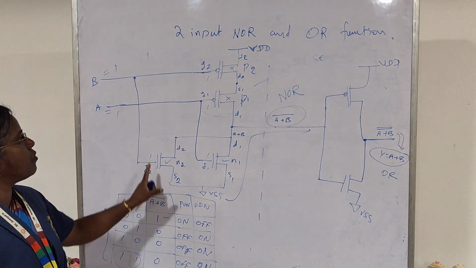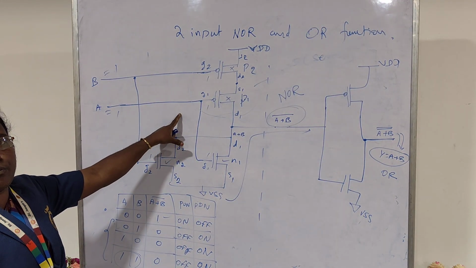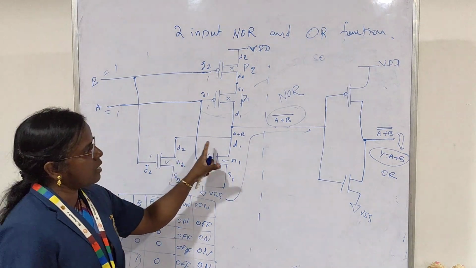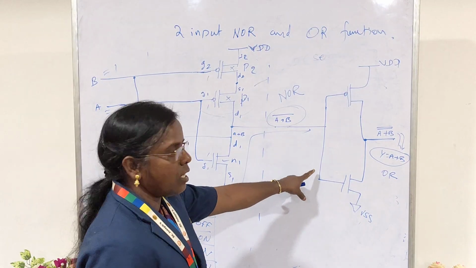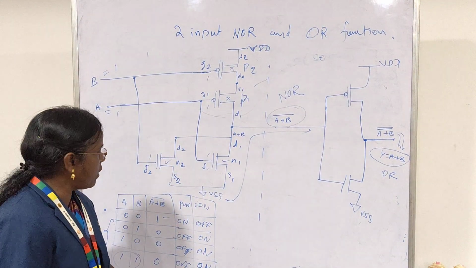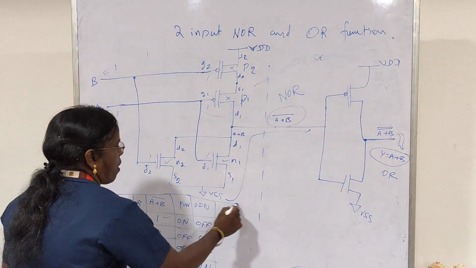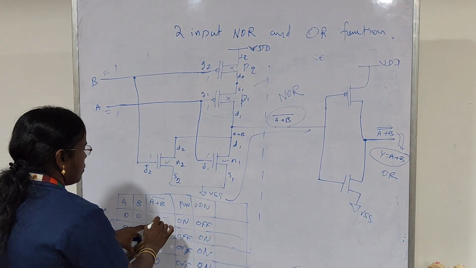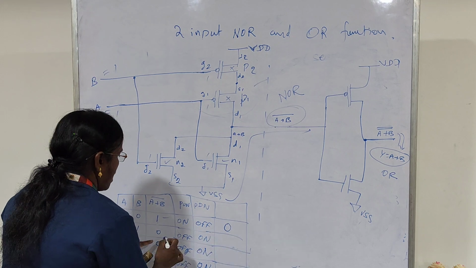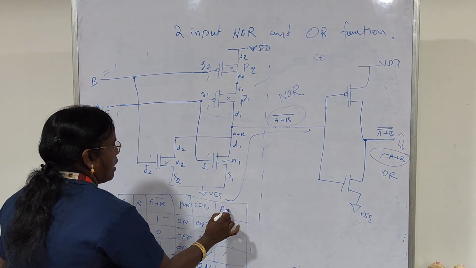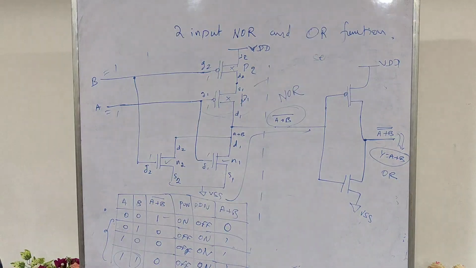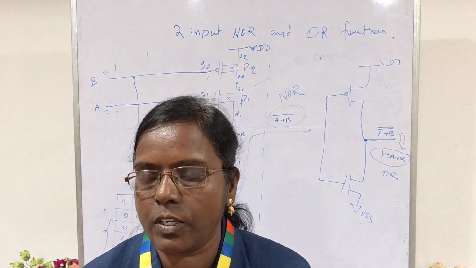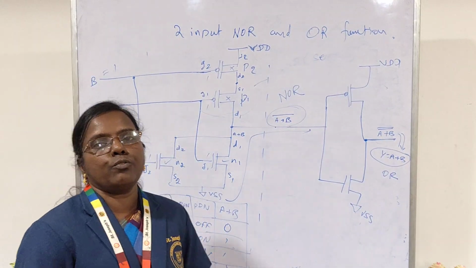This is how the functionality of this two-input CMOS NOR gate can be verified, and if we connect the inverter at the output terminal, we can verify the functionality of the OR gate. Our output will be the complement of this NOR gate, so this logic will become 0 and this will be 1 1. This is for the A plus B function. So this is how we can implement the basic logic functions using CMOS logic.